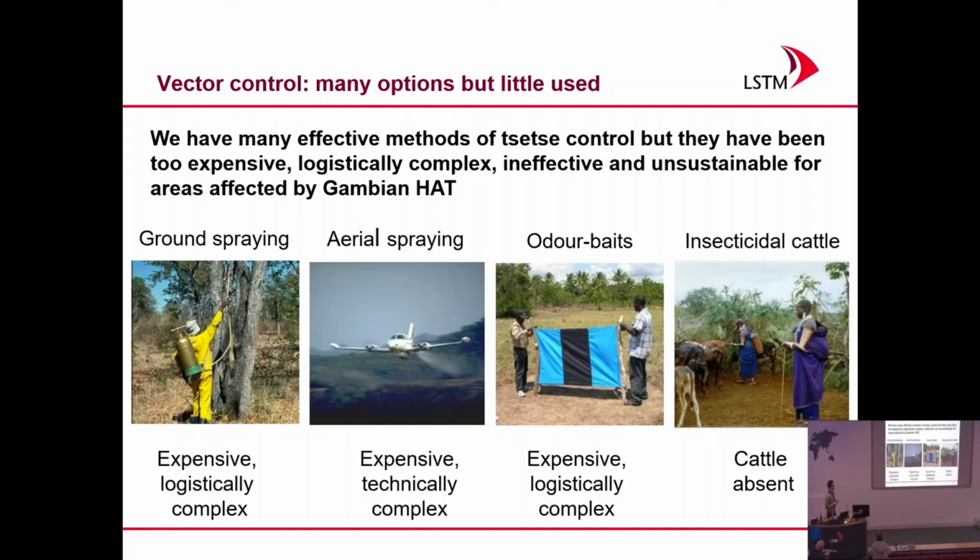Odor baits have been developed for savanna species. These are also relatively expensive. They're large, so they're not very logistically practical for the riverine flies, which are, you know, in the forested area along river courses. And then insecticide-treated cattle. This represents the cheapest option for vector control. But unfortunately, in the areas where Gambian HAT is endemic, the density of cattle is low. So it's not a feasible option.